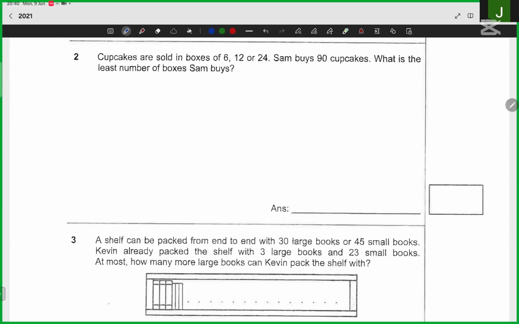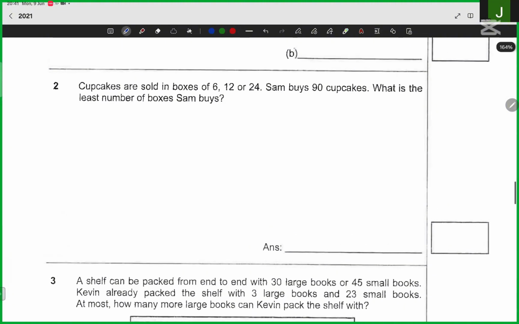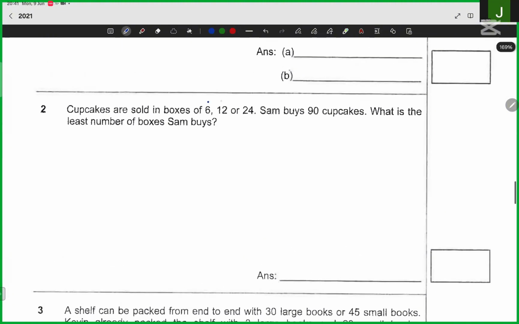Cupcakes are sold in boxes of 6, 12, or 24. So you cannot buy 5, you cannot buy 11, or 10, right? You can only buy 6, 12, or 24. Now, Sam buys 24 cupcakes. What is the least number of boxes that Sam buys? Notice something for this question: 6, 12, and 24 are all multiples of 6.